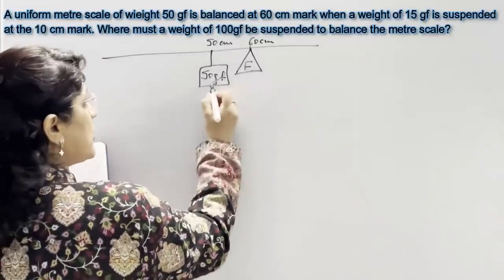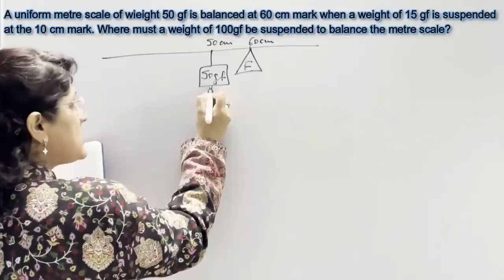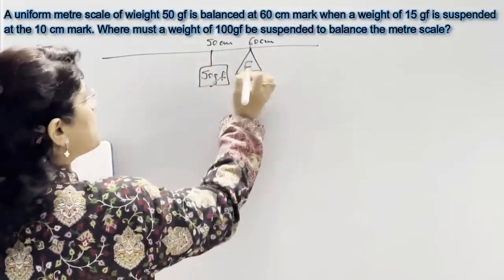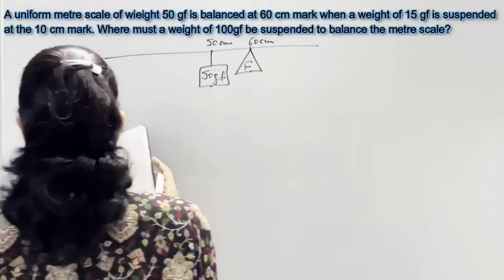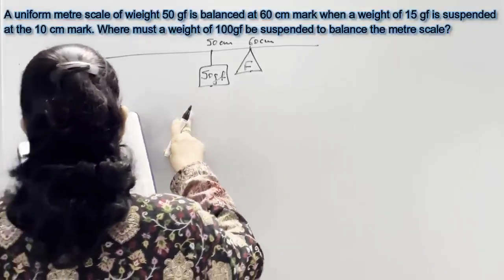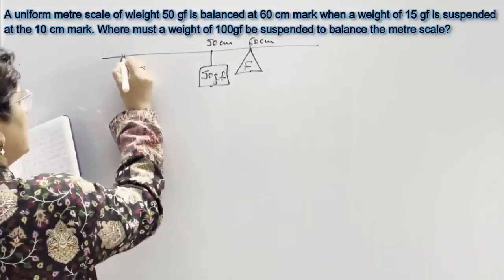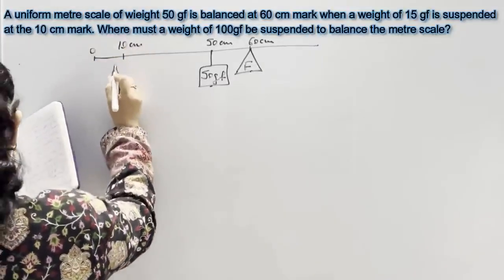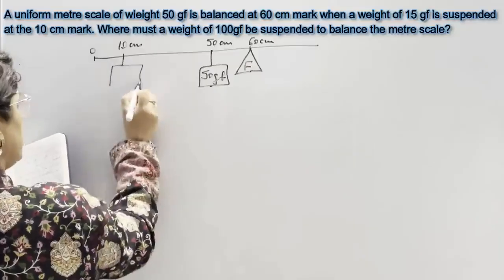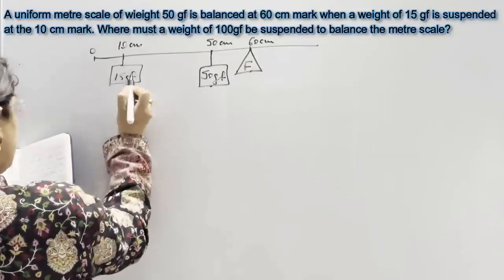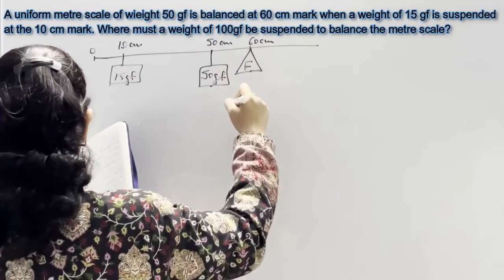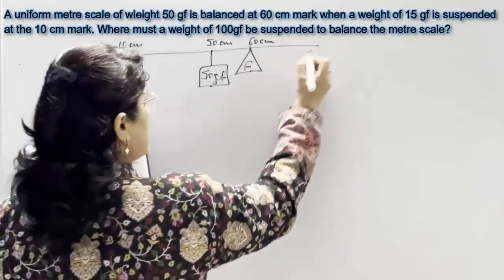These 2 points you should keep in mind. Weight of the scale is at the center of gravity. Fulcrum is at the given balanced position of the scale. Now, further in the diagram, a weight of 15 GF is suspended at the 10 centimeter mark. So, this is our 10 centimeter mark, and here the weight is 15 GF. And next, where must a weight of 100 GF be suspended to balance the meter scale?